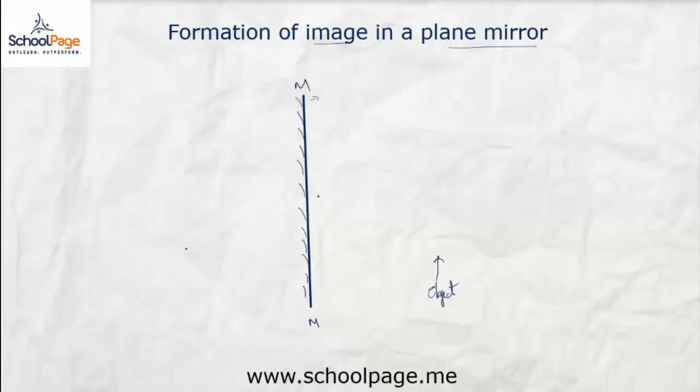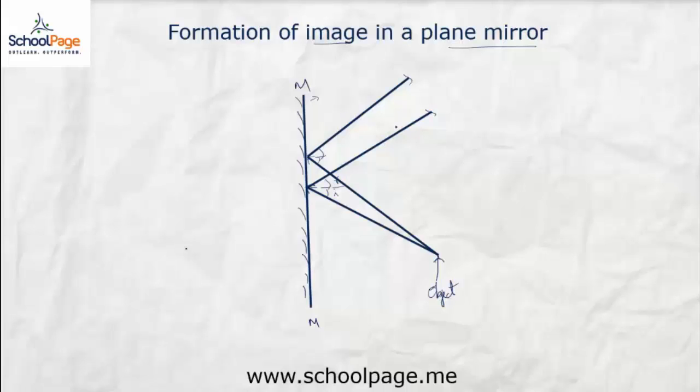The first ray of light getting incident on the mirror hits here. This is an incident ray and gets reflected. So the reflected ray is here. According to the law of reflection, if I draw a normal here, angle of incidence will be equal to angle of reflection. The second ray of light hitting the mirror gets reflected in this direction. Again, if we draw a normal here, angle of incidence will be equal to angle of reflection.